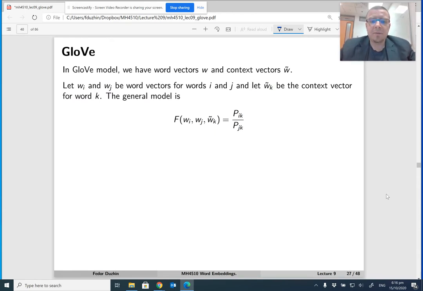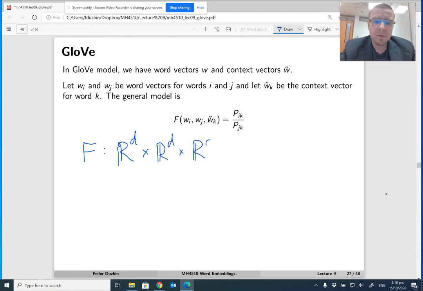We want to find a function f of three vector arguments. So f takes w_i, a d-dimensional vector, w_j, a d-dimensional vector, and w tilde_k, also a d-dimensional vector. So we are looking for a function from the Cartesian product of three copies of R^d to real numbers. Well, to positive real numbers, because we want probabilities. Generally speaking, we want to find a function that somehow captures these probabilities.